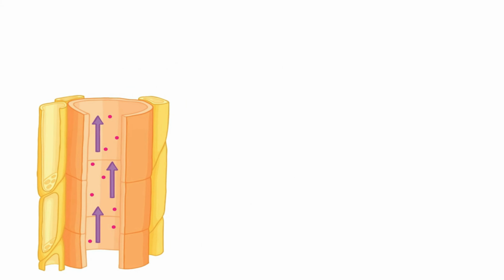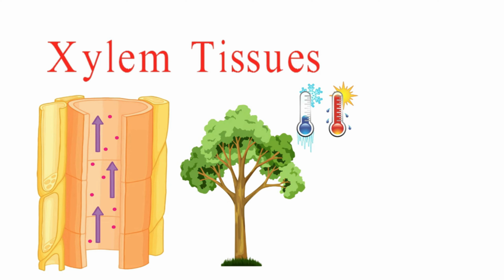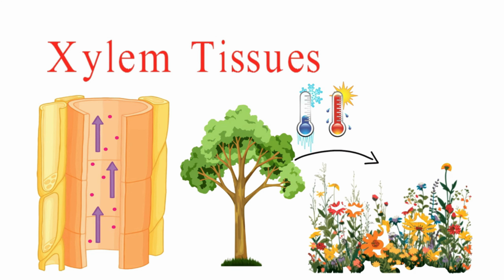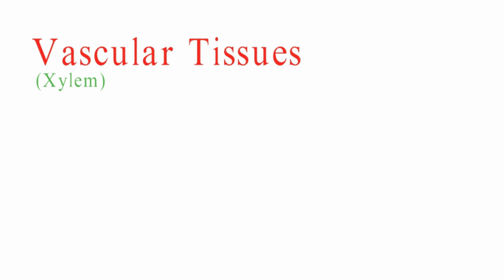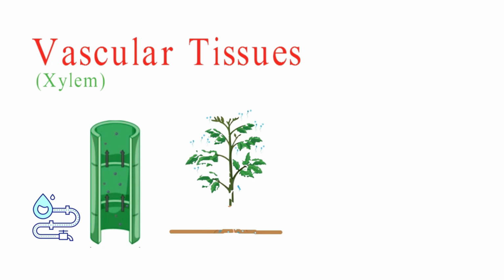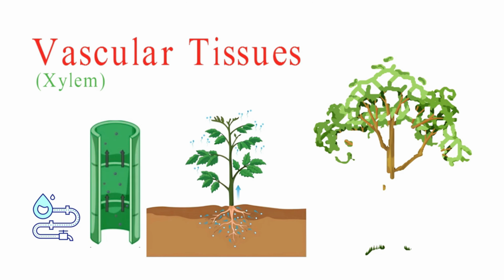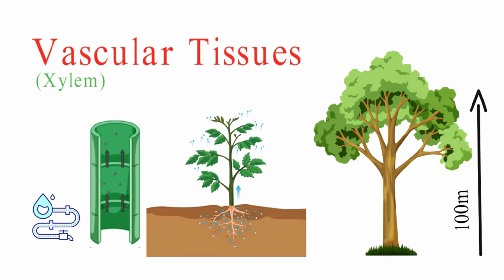Now, let's discuss xylem tissues. Understanding xylem is key to comprehending how plants grow, thrive, and adapt to their environments. From towering trees to delicate wildflowers, xylem tissues are an essential part of the botanical world. Xylem cells in vascular bundles are like the plant's plumbing system, responsible for transporting water and dissolved minerals from the roots to the rest of the plant. The water can move at incredible speeds, sometimes exceeding 100 meters per hour in tall trees, making it one of the fastest elevators on Earth.